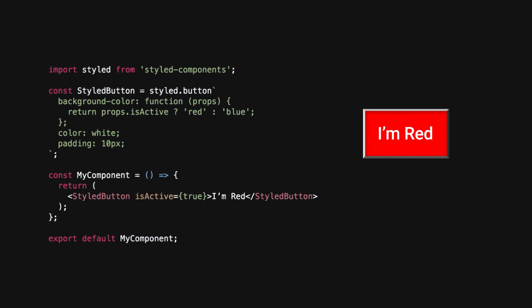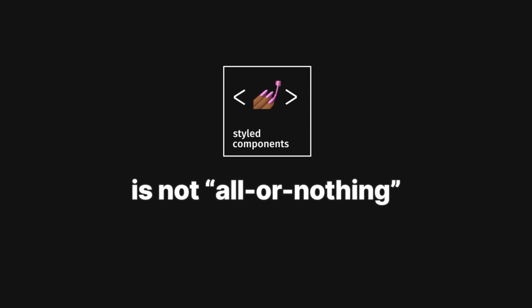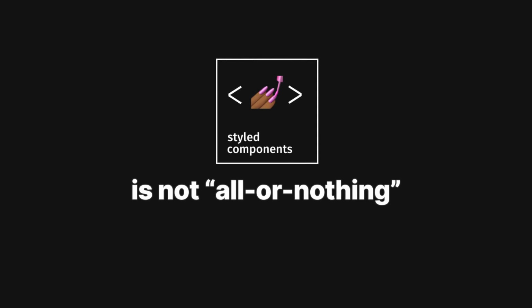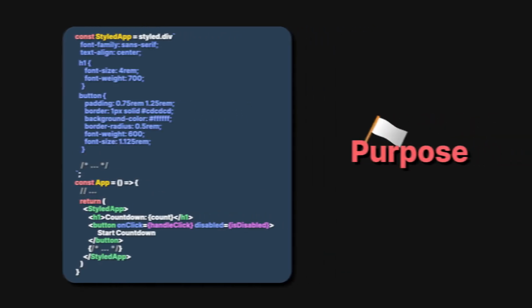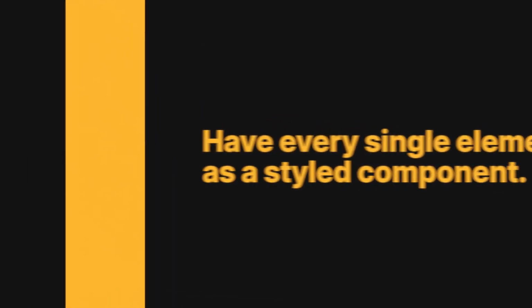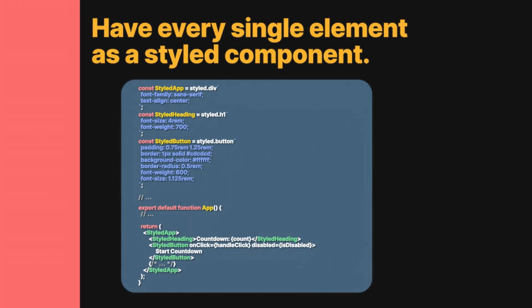Before we dive into installing and using styled components in our app, there are a few things you should keep in mind. First, styled components is not an all-or-nothing styling library. You can use it a little or use it a lot. So, for example, you could wrap your whole app in one giant styled component and write all of your styles in that one component. But that would kind of defeat the purpose. You could also be on the opposite end of the spectrum and have every single element in your templates as a styled component. But that would also become hard to manage very quickly.